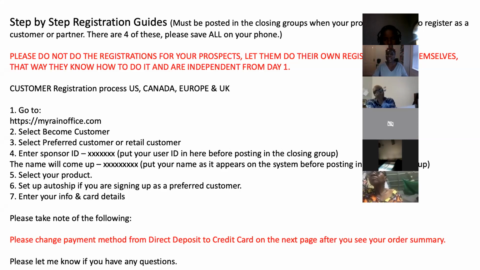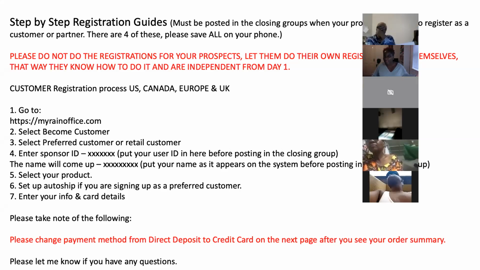Now, if they're not going to order every single month, let them choose retail customer. They pay slightly higher, but they can order whenever they want. There's no compulsion for them to order every single month. But preferred customers must set up auto ship. That is why they're preferred. That is why they get it discounted. So they must set up an auto ship, 1 product minimum every single month. So that's what they do.